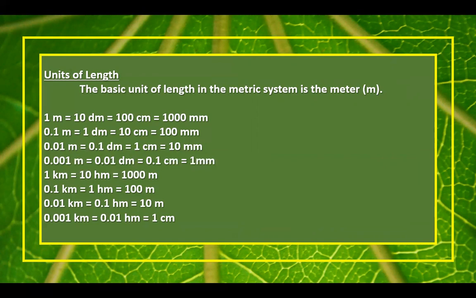Next, we have 1 kilometer is equal to 10 hm is equal to 1,000 meters. So next we have 0.1 kilometer is equal to 1 hectometer is equal to 100 meters. And then 0.01 kilometer is equal to 0.1 hectometer is equal to 10 meters. And lastly, 0.001 kilometer is equal to 0.01 hectometer is equal to 1 meter.